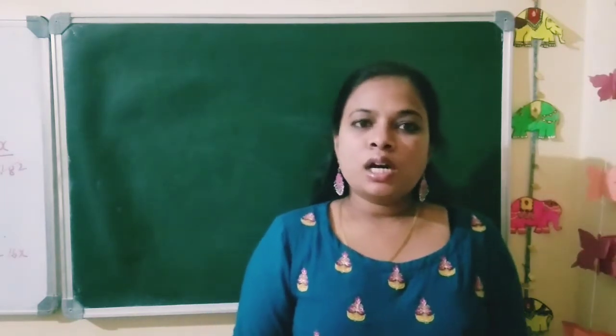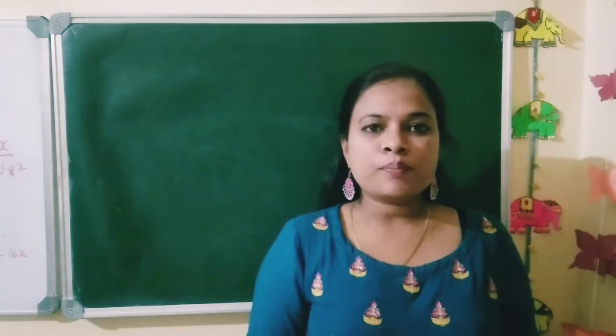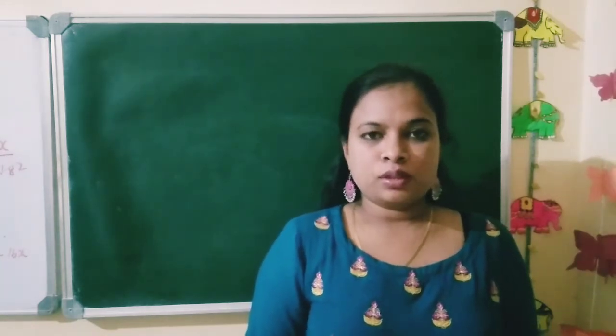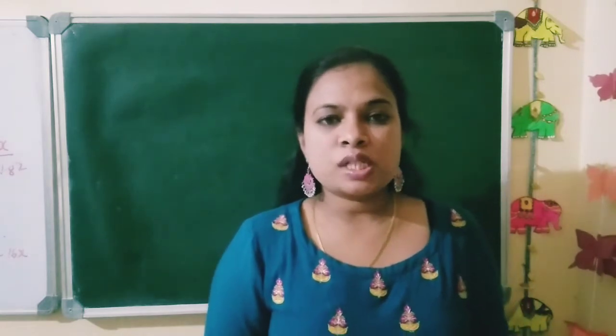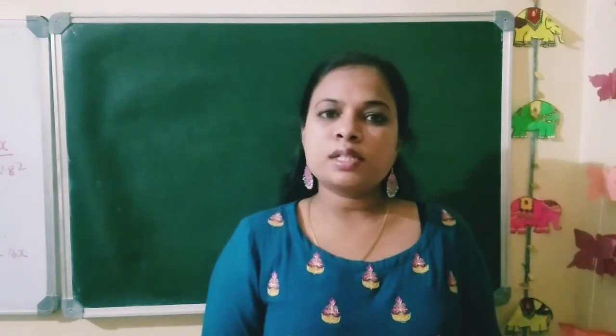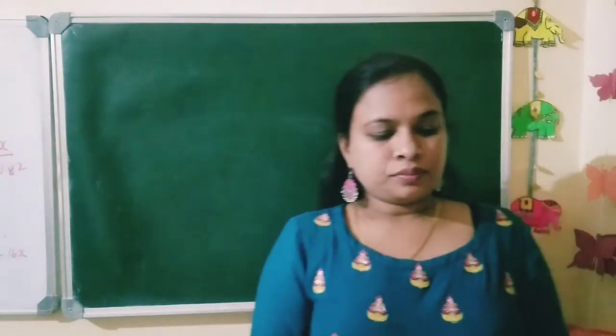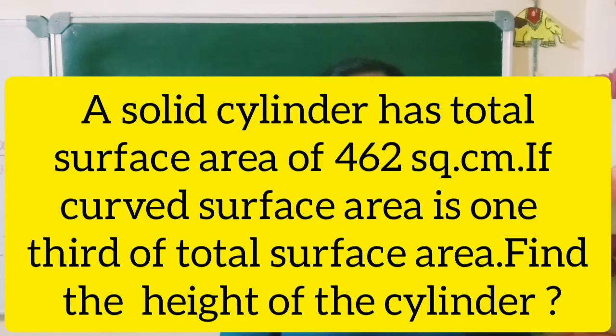Okay children, so today I will be doing surface area and volume of cylinder. The first question we are going to deal with is related to the surface area. The question is: a solid cylinder has the total surface area of 462 centimeters square. Its curved surface area is 1/3 of its total surface area. Find the radius and height of the cylinder.